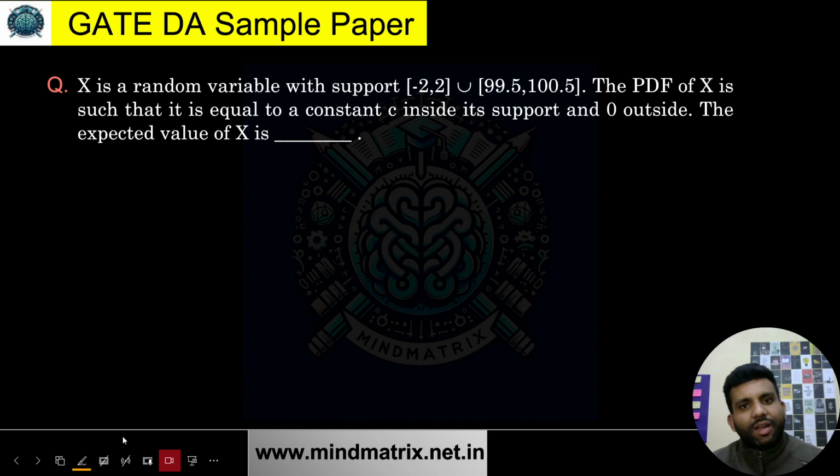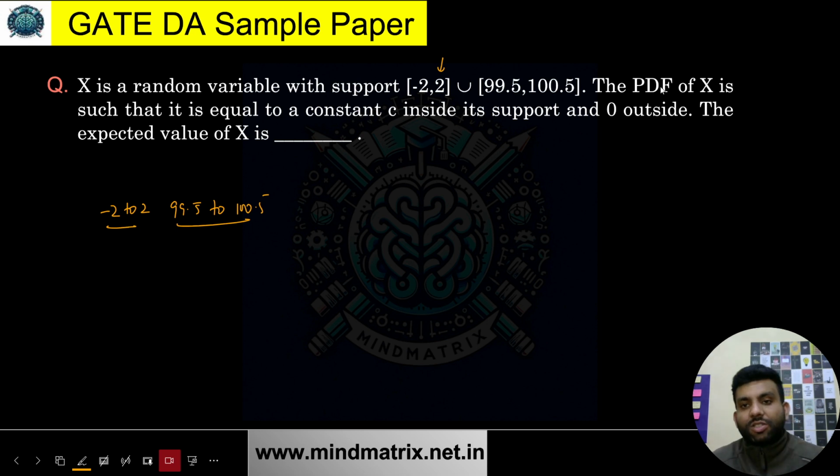So the question says x is a random variable with support -2 to 2. Okay, so basically x is non-zero within this part and this part. Some kind of distribution is being followed, and it is told that it has distribution within this range only; at other places the random variable is 0. The range given is -2 to 2 and 99.5 to 100.5. So it has some value within this only.